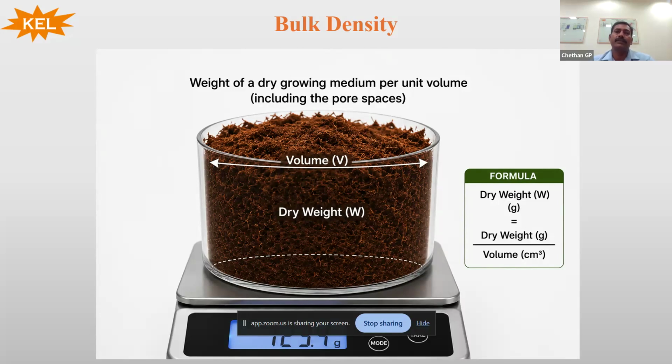Commercial substrate manufacturers carefully control the bulk density and adjust the particle size distributions and proportions of different ingredients. Maintaining a consistent bulk density ensures uniform crop performance and simplifies irrigation management.